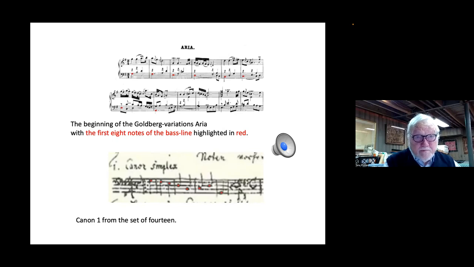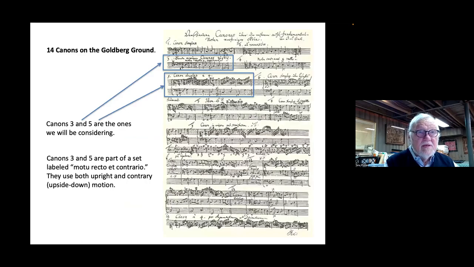And if you look at the bottom, there's an enlarged picture of the first canon of the set of 14. And they're those same eight notes, exactly the same, in red. So we're going to be looking at two of these canons in particular, canon 3 and canon 5. And these are part of a set labeled motu recto et contrario, meaning that they use both upright and upside down motion of the voices in pitch.